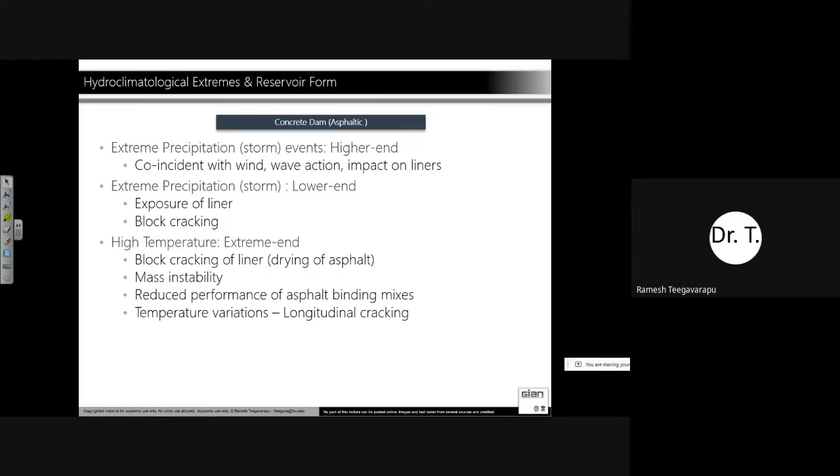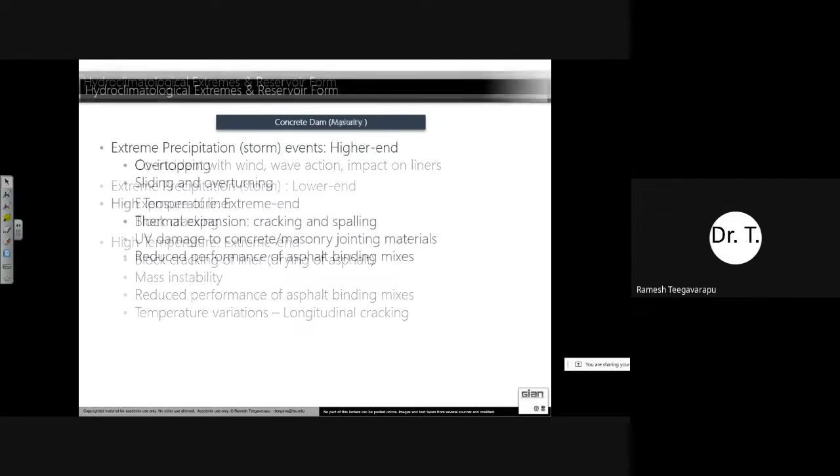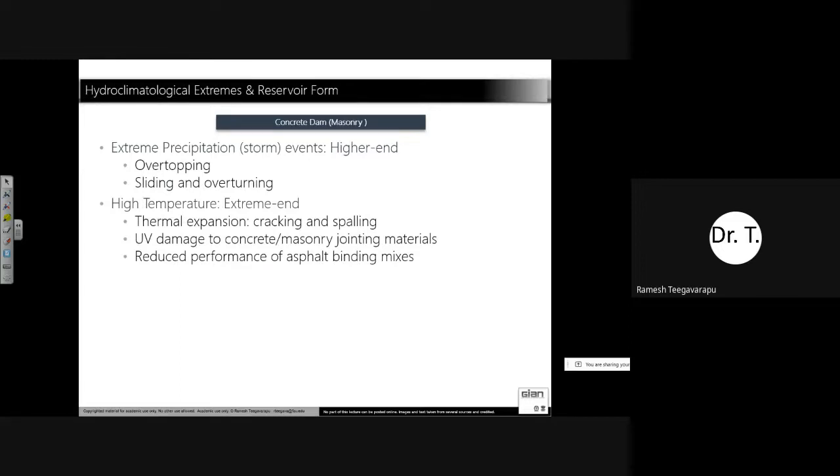Now, in the case of concrete dams, you have similar problems, because wind and wave action can impact the structure and the concrete, expose the liner, and block cracking when the concrete cracks. Because of that, drying of the asphalt, then instability, and also other issues because of temperature variations. Masonry dams have the same problem. Exposure to sunlight may cause UV damage to the materials and the binding mixtures, thermal expansion, cracking and spalling.